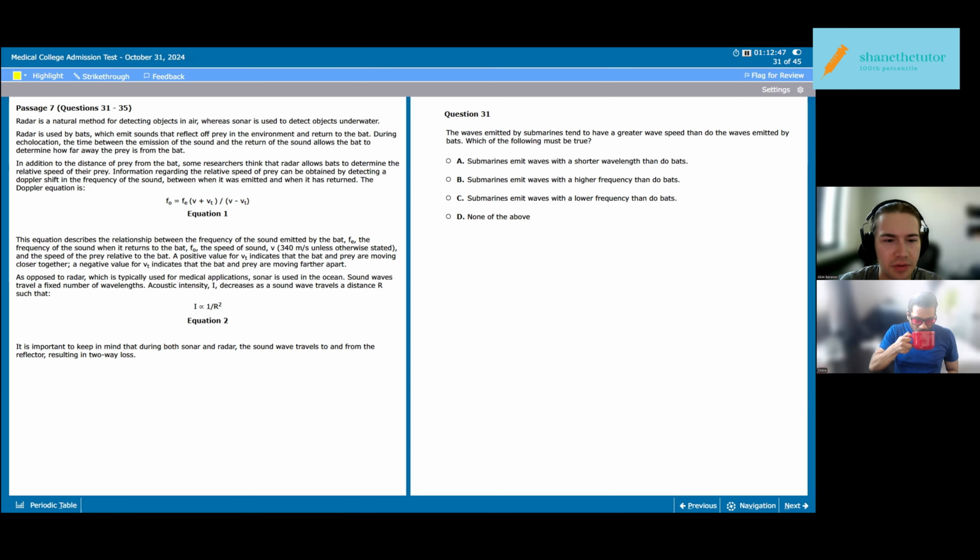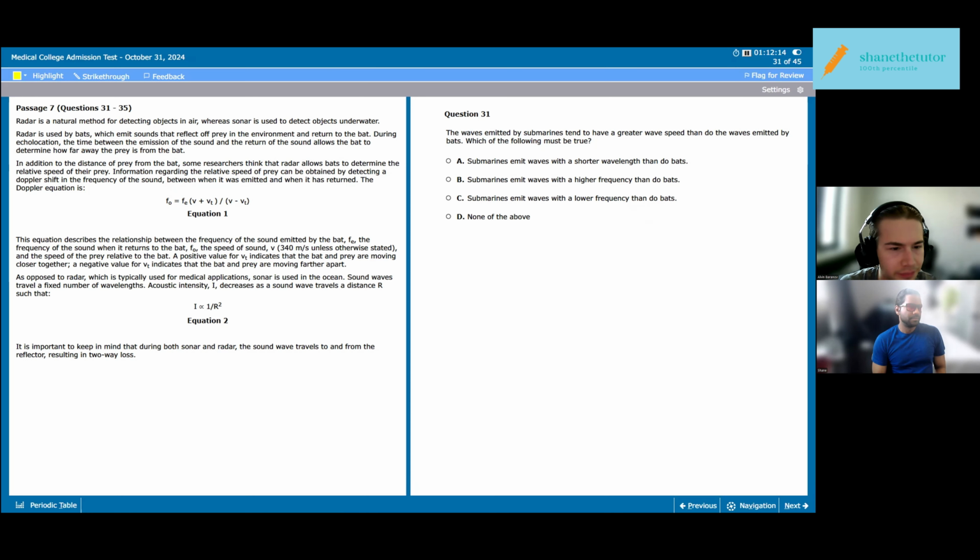Information regarding the relative speed of prey can be obtained by detecting a Doppler shift in the frequency of sound between when it was emitted and when it was returned. The Doppler equation describes the relationship between the frequency of the sound emitted by the bat, the frequency of the sound when it returns to the bat, the speed of sound, and the speed of the prey relative to the bat. A positive value for VT indicates that the bat and the prey are moving closer together. A negative value indicates the bat and prey are moving farther apart.